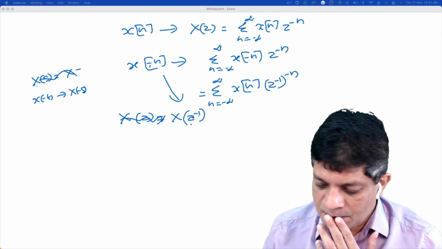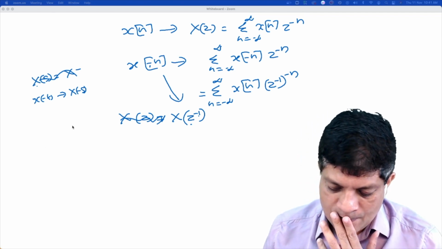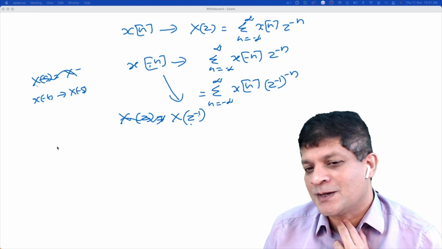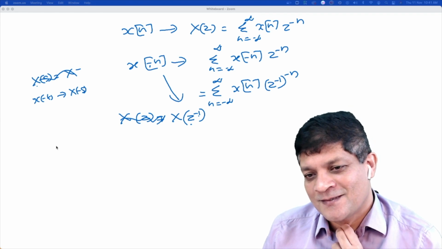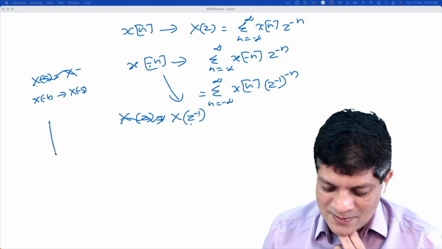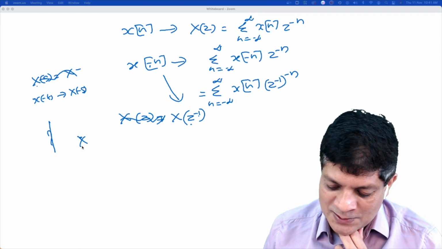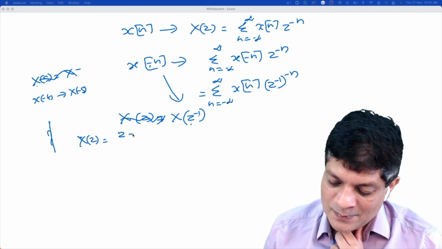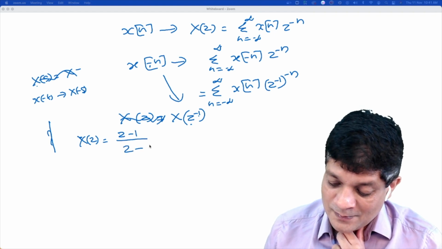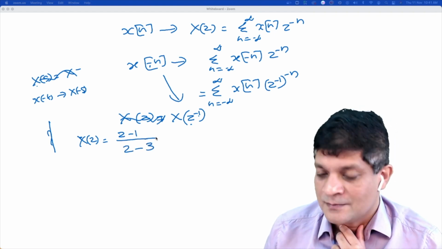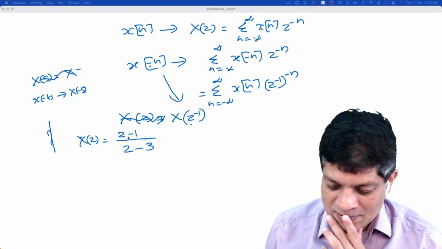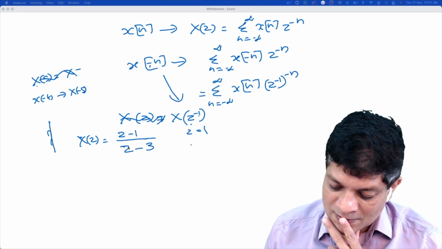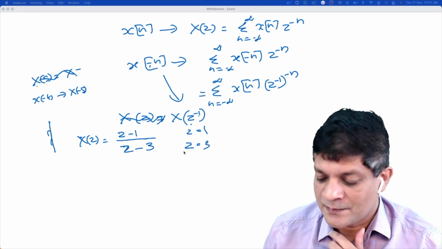Will it change the ROC? Poles and zeros will exchange. Poles and zeros will exchange or something different? Let's say X(z) is a simple case. There is a zero at 1 and a pole at 3, isn't it?